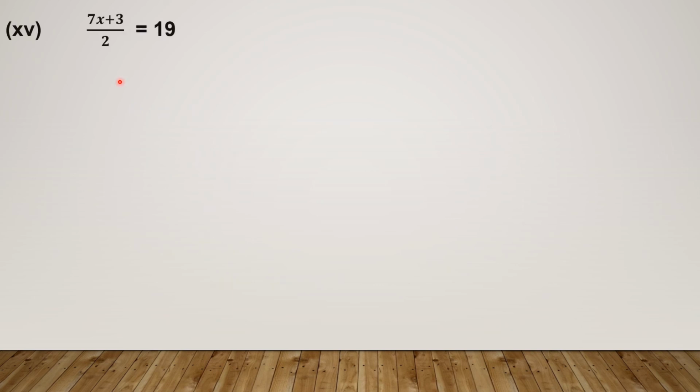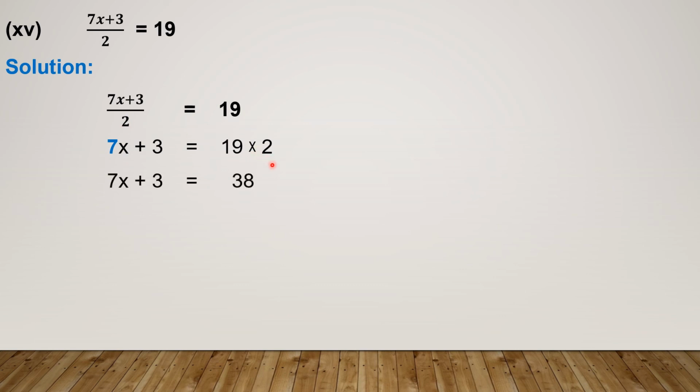See part number 15. 7x plus 3 by 2 is equal to 19. Students, again we need to find out value of x. We need x alone on left hand side. First of all, we will move 2 on other side. 2 is divided over here. On other hand side it will be multiplied. So we will get 7x plus 3 is equal to 19 multiplied by 2. In third step, simply multiplied 19 with 2, we will get 38. 19 2s are 38 and we will get 7x plus 3 is equal to 38.